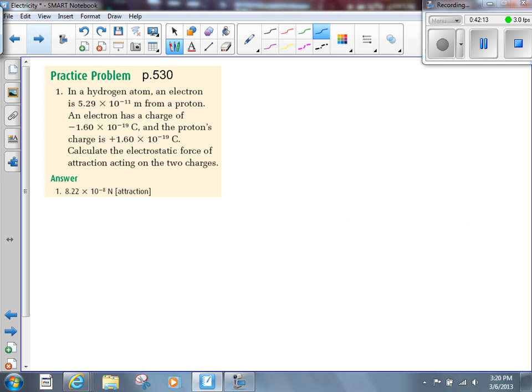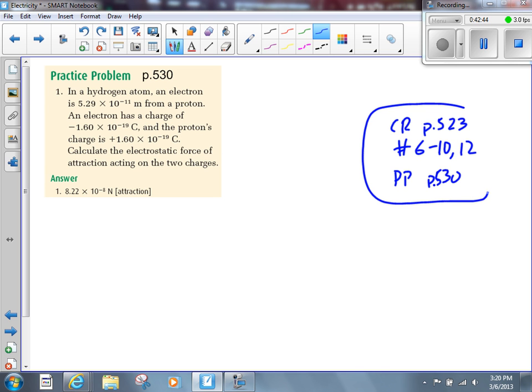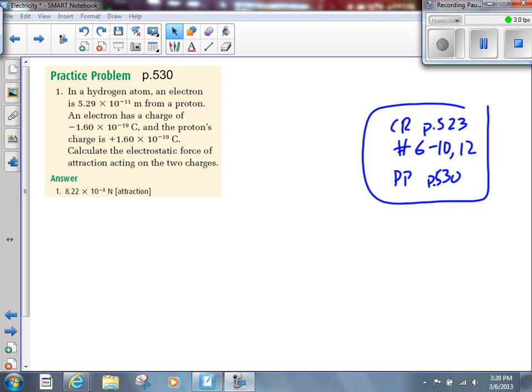Let's take a look at one practice problem on page 530. You can finish that up. You can work on that right now if you want, but you've also got some time tonight to work on it for homework if you want. Your homework tonight is check and reflect questions, page 523, number 6 to 10 and 12. In addition, you get your practice problems on page 530. There's only one of those. See what you can get done over the next 4 or 5 minutes here in class, and maybe have no homework tonight. Other than this, that's it for today.